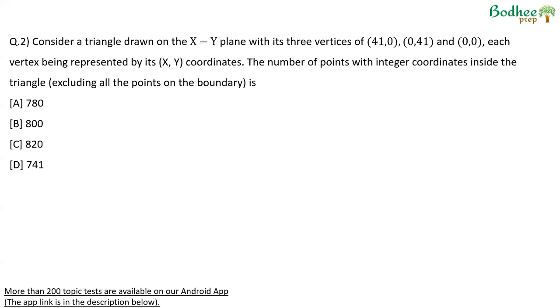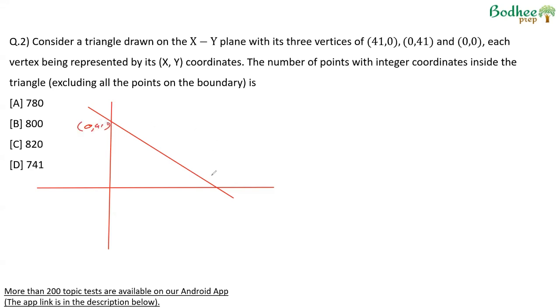Consider a triangle drawn on the xy plane with its 3 vertices 41, 0, 0, 41, 0, 0 each. So this is the y-axis, the x-axis, and the line. The line is such that this point here is 0, 41 on the y-axis. This point here is 41, 0. And the third point is 0, 0. So my triangle here is, say, this point being ABC. So ABC is the triangle that we have, each vertex being within the xy coordinate.